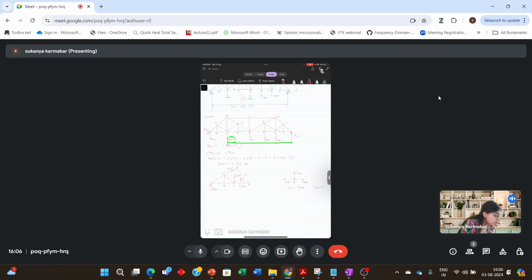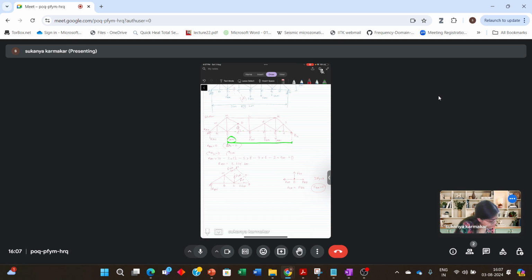Why it has to be 0? Because for the vertical equilibrium, if I write summation of Fy is equal to 0, the only force existing is FDO. There is no other external force or no other member. So this FDO, the force in the member DO, is 0, or it is known as a zero force member. So the force in this member is 0.